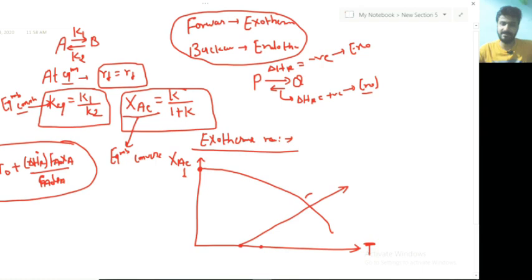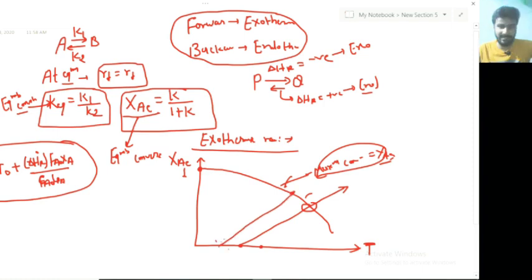Why maximum conversion? Because this is Xe and Xe is equilibrium conversion. Any reversible reaction can achieve maximum conversion, that is the equilibrium conversion. Now understand one thing. If you want to increase the equilibrium conversion, then what you need to do? You need to decrease the outlet temperature, my dear student. If you will decrease the outlet temperature, then what will happen? This will go here. Again, if you will decrease the outlet temperature, again it will go in this way.